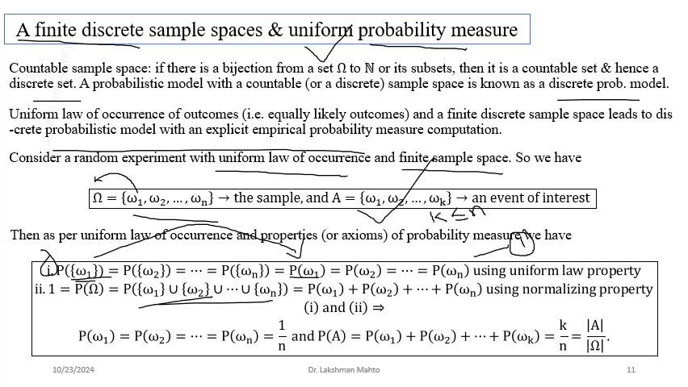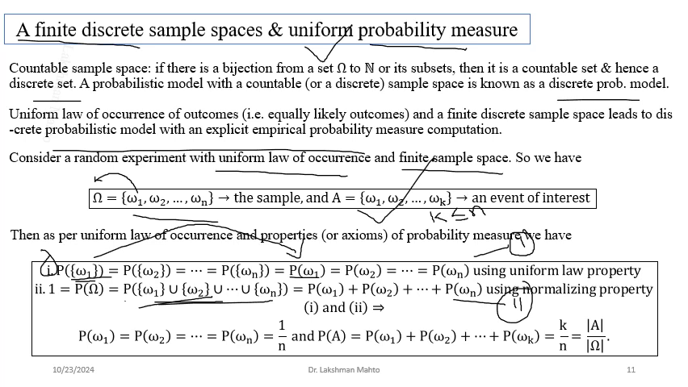If that is the scenario, just apply the third axiom of the probability measure: if these are mutually exclusive events, we can write the probability of their union as the summation of the probability of each individual. It comes from the normalizing property and the third axiom of the probability measure. So call it equation 2. Now solve equations 1 and 2. Then what will you say?